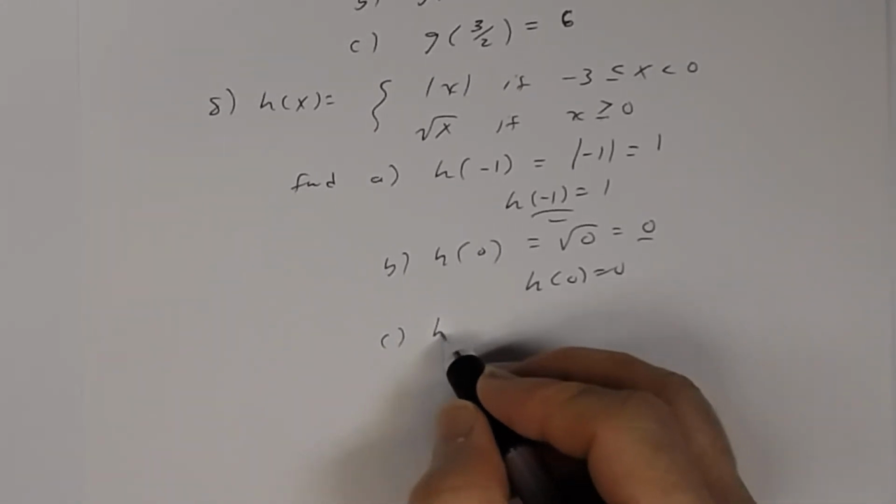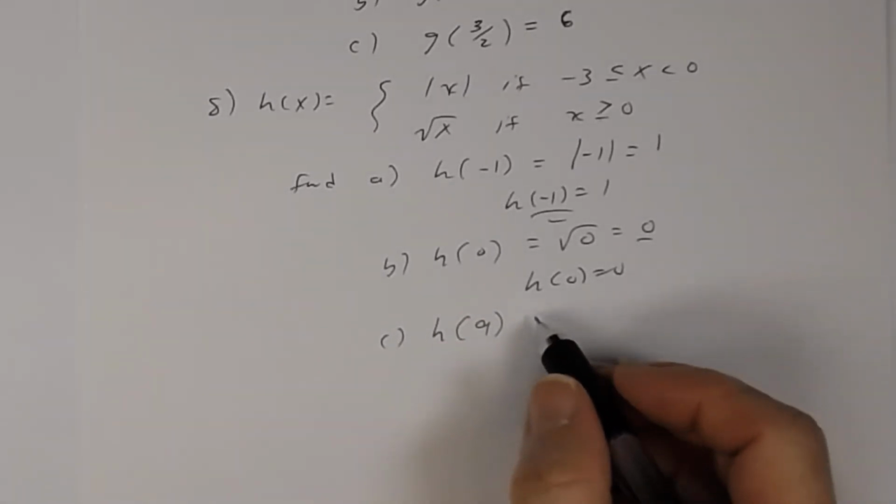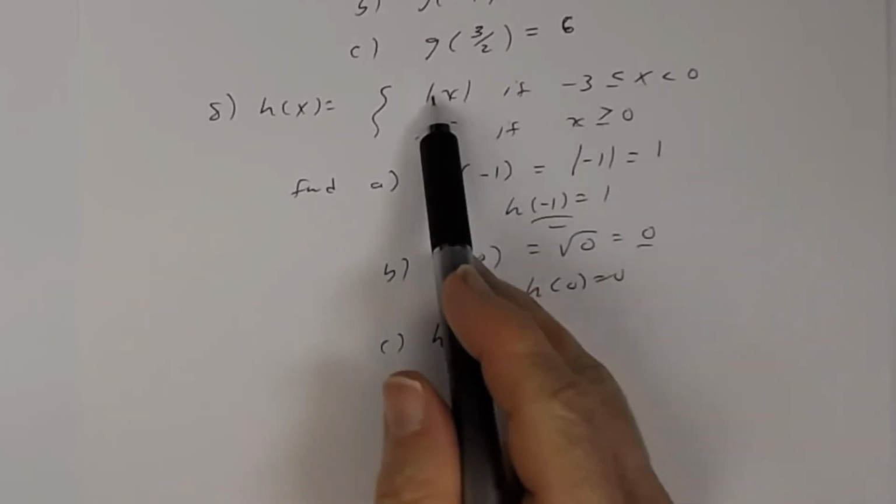Let's say in C, you want to find h of, let's say, 9. Well, again, you got to determine what you're going to use. Am I going to use the first or the second one?